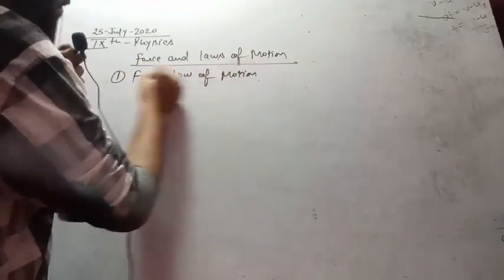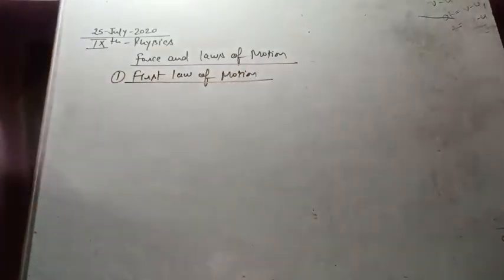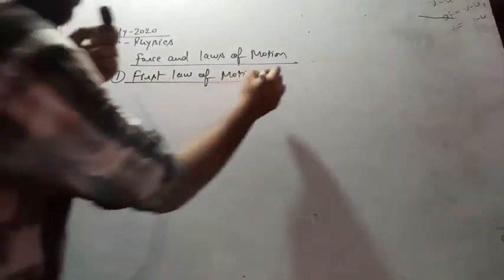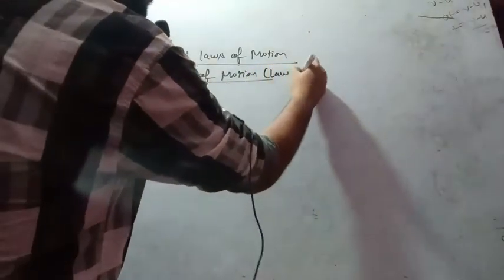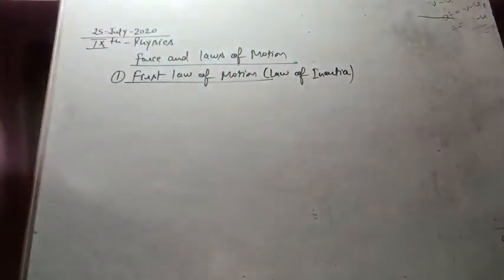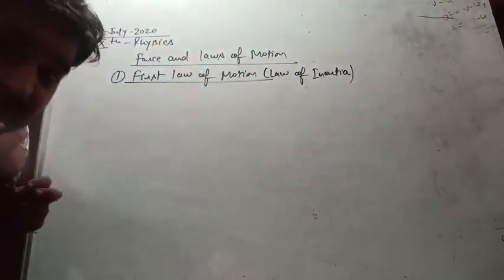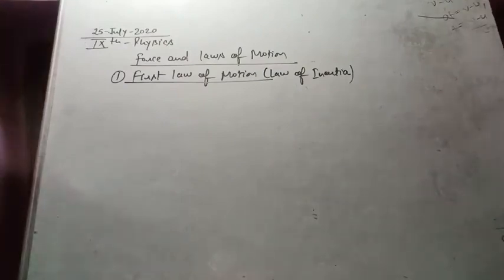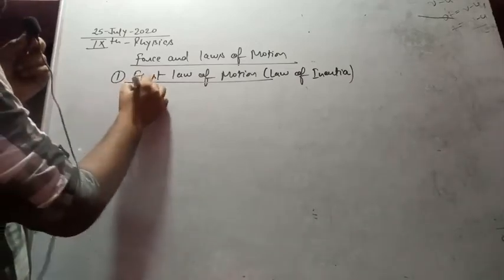in my first video, but let us discuss it once again. First law of motion is also known as law of inertia. What is the meaning of inertia? Inertia means that if a body is at rest, it wants to remain at rest. If a body is in motion, it wants to remain in motion until and unless any unbalanced external force is applied on it.